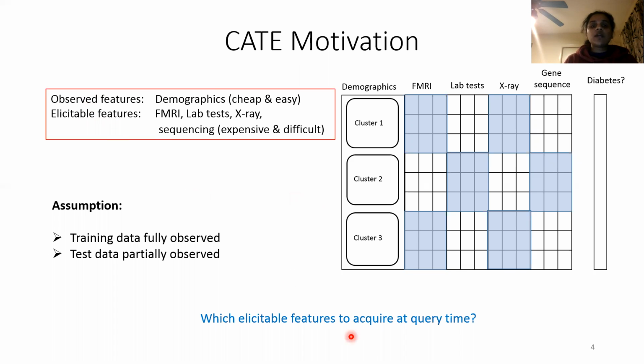The question that we are trying to answer in this work is, at prediction time, if a new person comes with some of the features like the demographic features observed, whether we can identify what are the most important elicitable features for that person in order to predict whether the person has diabetes or not.